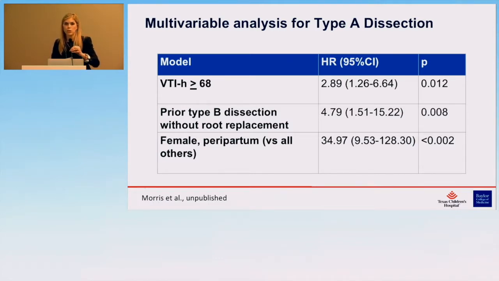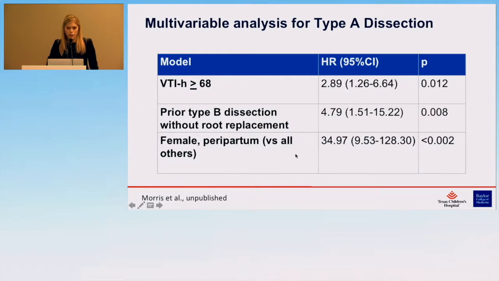same time. So these are retrograde dissections, and 30% of our patients who had a type B dissection and did not have their root replaced, this is within a group of patients with Marfan syndrome, TGFBR1 or TGFBR2 mutations, 30% had a dissection within 2 years. And female being peripartum. Now, I know this is probably a little inflated.